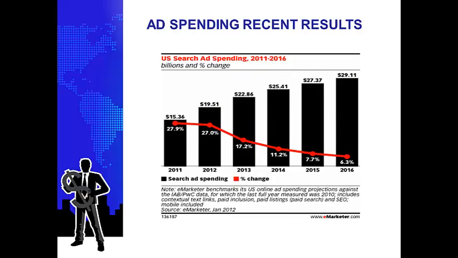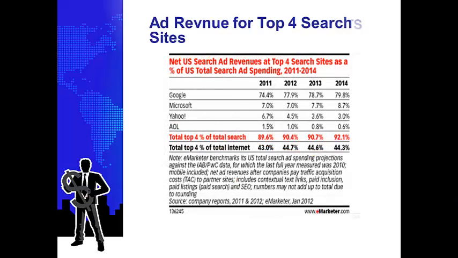Here are the ad spending results. As we can see, for 2012 there is $19.51 billion of search marketing involved. Then by the end of 2016 it goes to $29.11 billion. Here are the ad revenues for the top 4 search sites. For Google, it's 74.4% by the end of 2011, and it is expected to go to 79.8%.